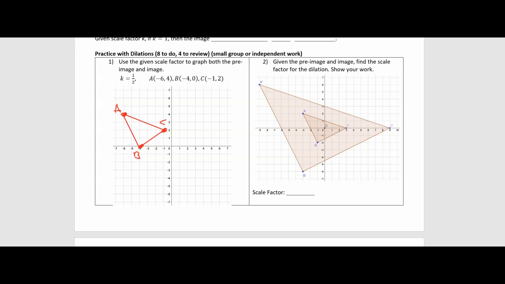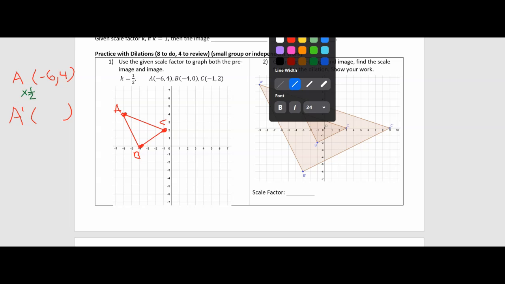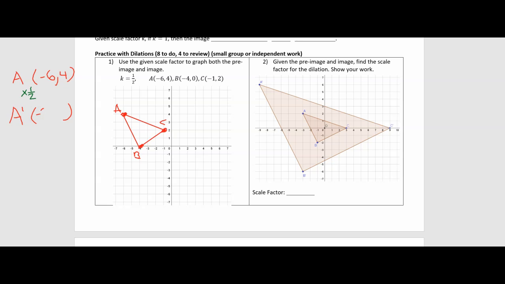Now you remember from up above it says when our center of dilation is at the origin, which you can assume here, because like I said, every dilation we do in this class pretty much will have the center of dilation at the origin, to find the new coordinates, you just multiply the old ones by the scale factor. So A is at negative 6 comma 4. A prime, well, we're just going to multiply by 1/2. So A prime becomes negative 3 comma 2.